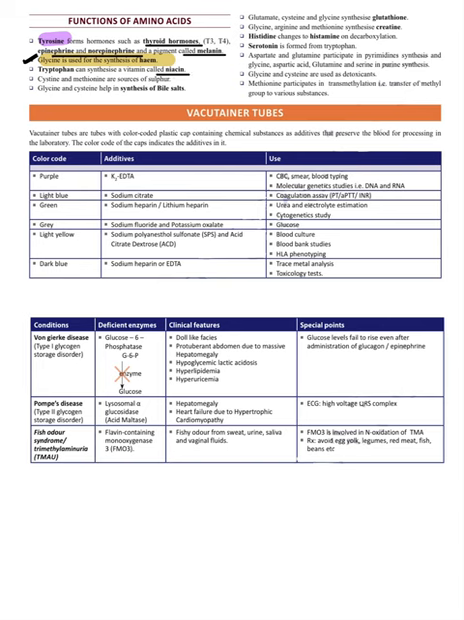Tryptophan can synthesize a vitamin known as niacin. This is important, guys. Niacin was which one? It is vitamin B3. Cysteine and methionine contain sulfur, I said there are two such amino acids: cysteine and methionine. Glycine and cysteine help in the synthesis of bile salts. Fine, guys. See, histidine changes to histamine on decarboxylation.